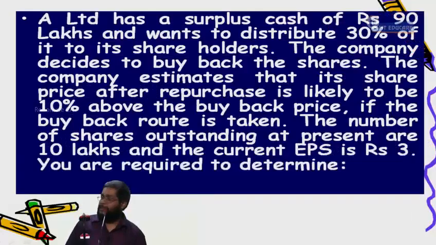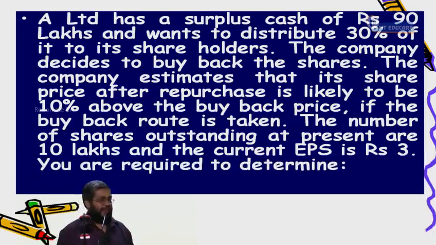And at present, how much surplus cash is available? 90 lakhs. Are they going to distribute the entire 90 lakhs? No. The company says 30% they are going to distribute. That is 27 lakhs to be distributed. The current number of shares of the company is 10 lakh shares. After buyback, some will reduce; how much, you have to find out later. Today the EPS is 3 rupees, with 10 lakh shares, so the earnings of the company are 30 lakhs.